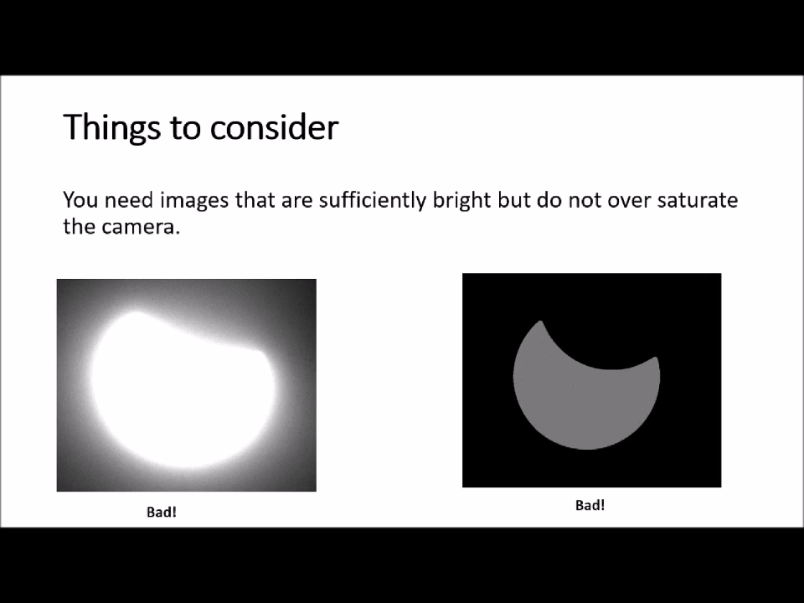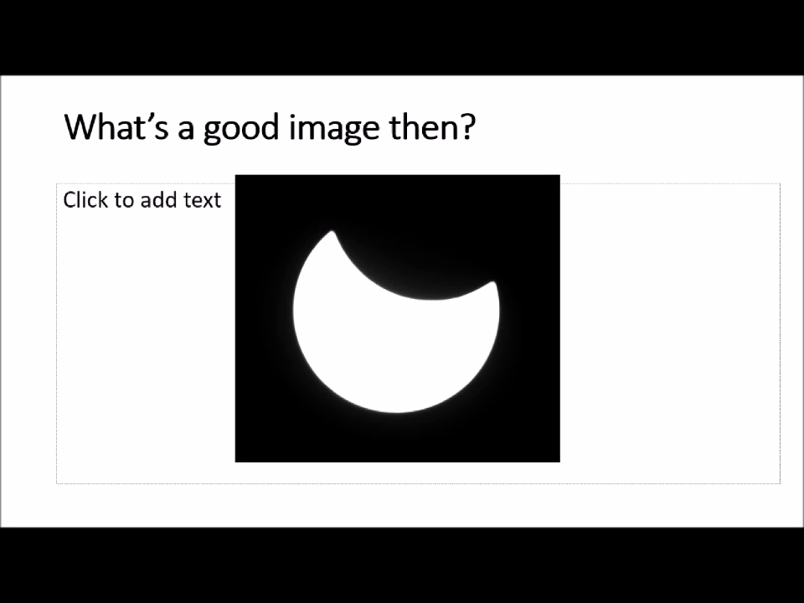Some things to consider about this: you need images that are sufficiently bright, but don't oversaturate the camera. On the left you can see an oversaturated image, and on the right you can also see an undersaturated image, so we need something in between the two of these. You should be able to get something that looks something like this, and your main method of telling whether or not this is right is looking at the histogram as previously mentioned in FlyCapture.